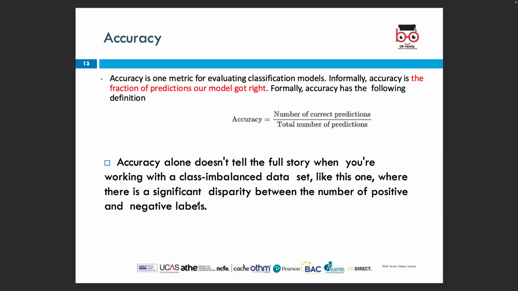So take, for example, you have 10 predictions, and you get 6 right. So accuracy is the number of correct predictions, which is 6, divided by the total number of predictions. Accuracy alone doesn't tell the full story when you are working with a class-imbalanced data set like this one, where there's a significant disparity between the number of positive and negative labels.